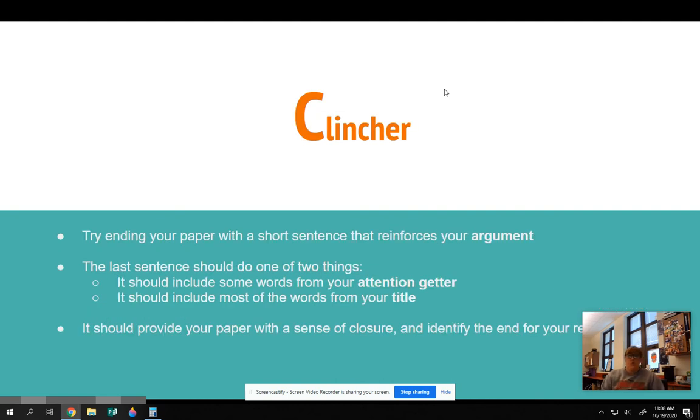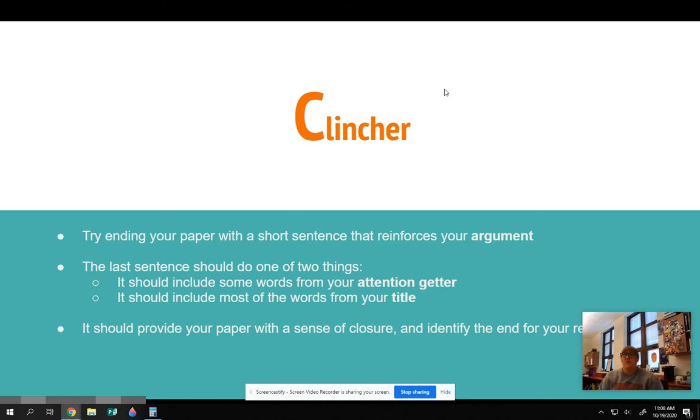Then we'll move on to our clincher. This is going to be the last sentence of our paper. We frequently want to use a clincher that's really strong, that reinforces your argument, and it's kind of like a mic drop sentence for your essay. That's how I always think about it. Like, I'm done, mic drop, I'm out of here.